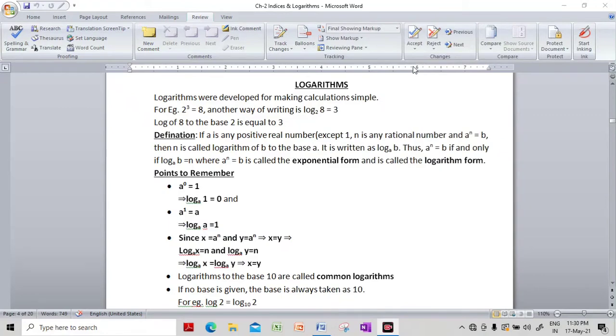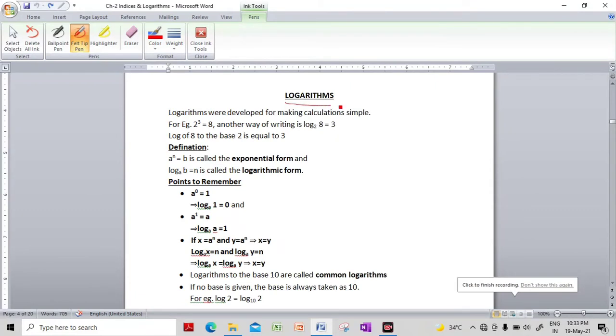So, what are we waiting for? Come on, let's start. Logarithm. This topic is new for you, so everyone please listen carefully.